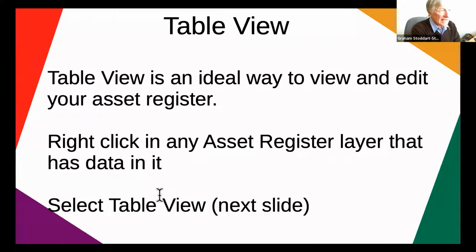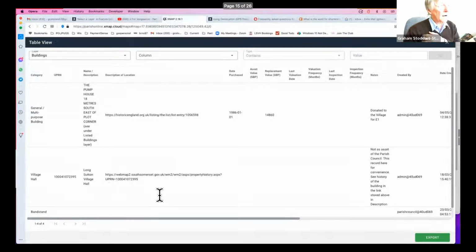So now we want to look at getting the data out, or you viewing it and editing it in a hurry. And the best way to do that is the table view. So to get to table view, you're going to right click on any asset, on the appropriate asset register layer. And then you're going to select table view from the drop-down list. And we do that. Up you come with the view that looks like this.